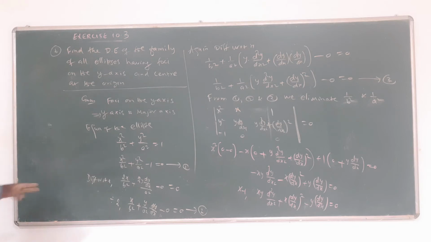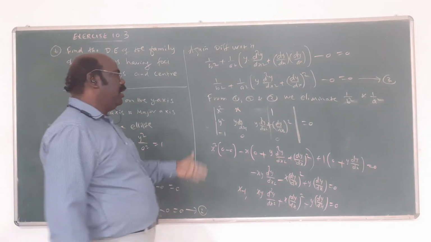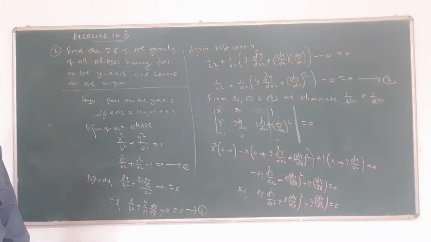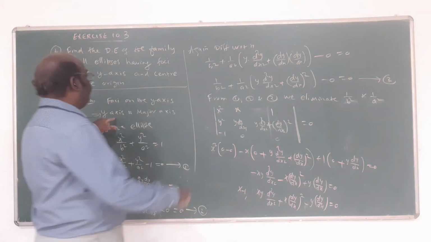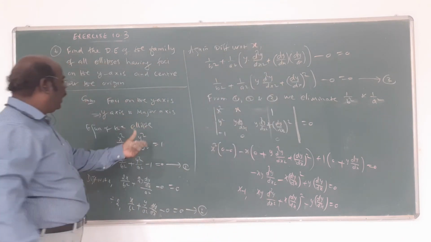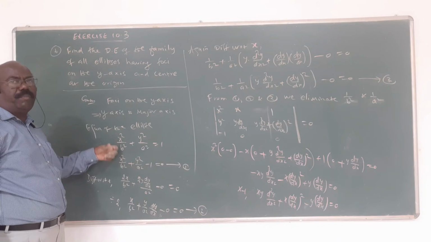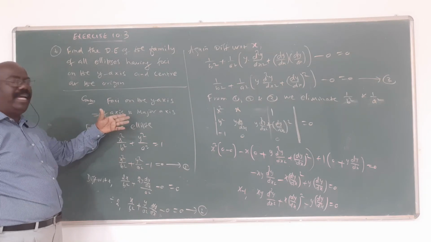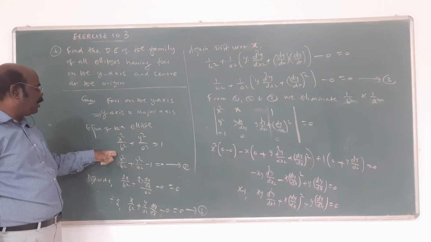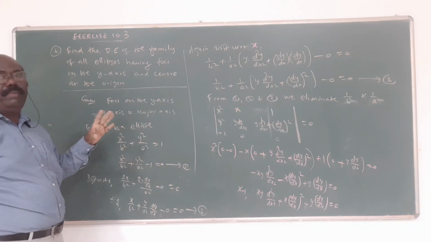Now this is the method. From the three equations, you want to eliminate. That is the answer. Here is a very important point. If the foci are on the x-axis, that means the x-axis is the major axis, so x square by a square, y square by b square will come. Find it.